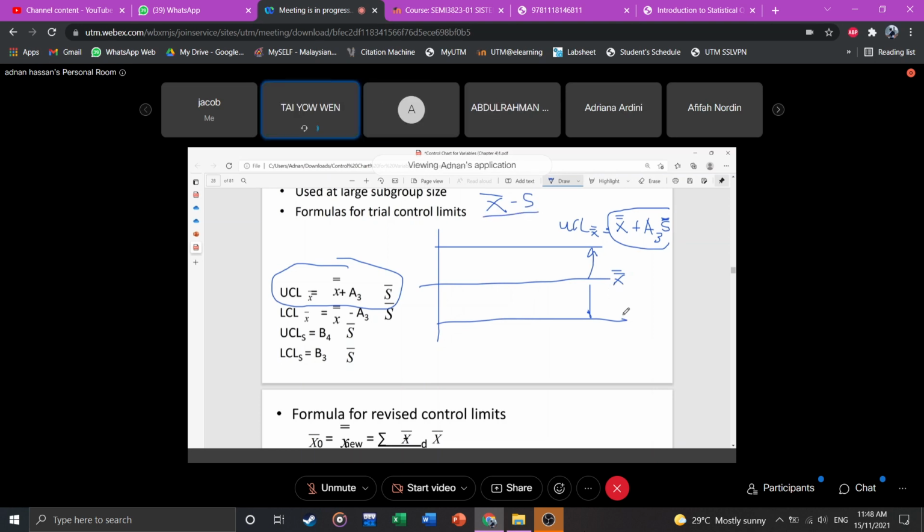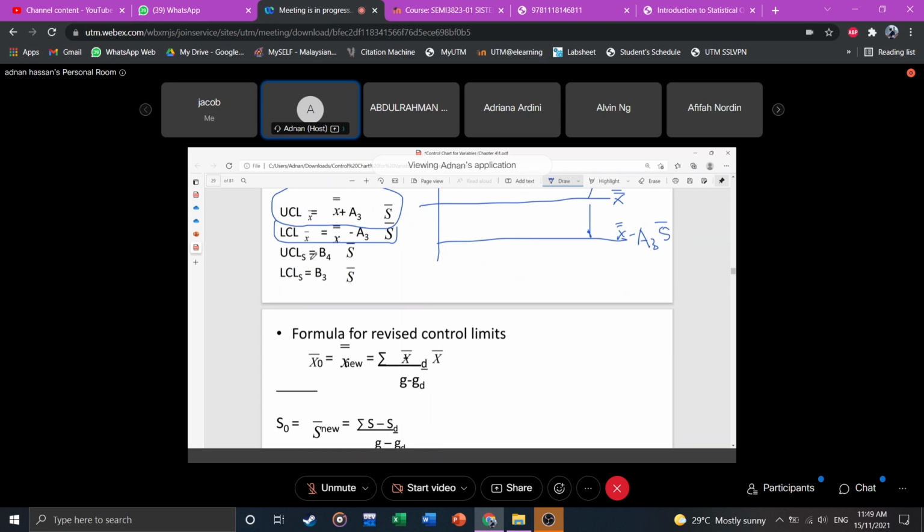So you're going to have here X double bar minus A3. A3 is also from the table. Okay, so for the S chart, what we do is we have this S here, which will be S bar. So this one will be B4 S bar.